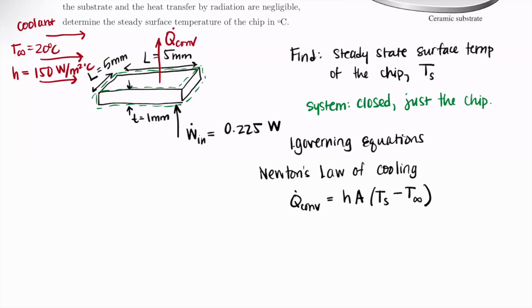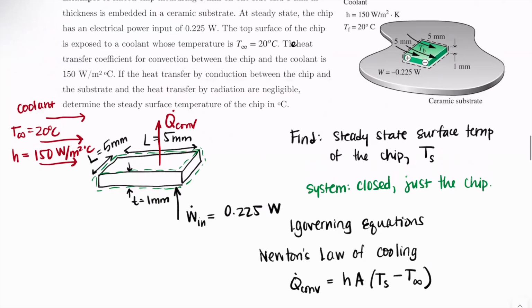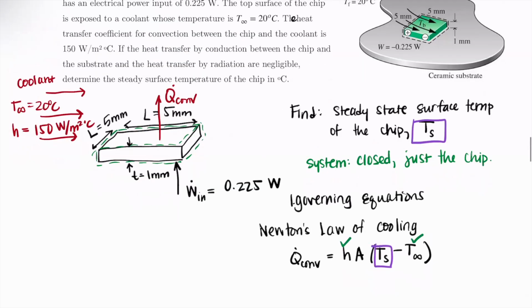And we want to find Ts, right? So we want to find this. And we are given T infinity. We're given H. We can calculate A, right? But we don't know Q dot. So we have one equation, two unknowns.